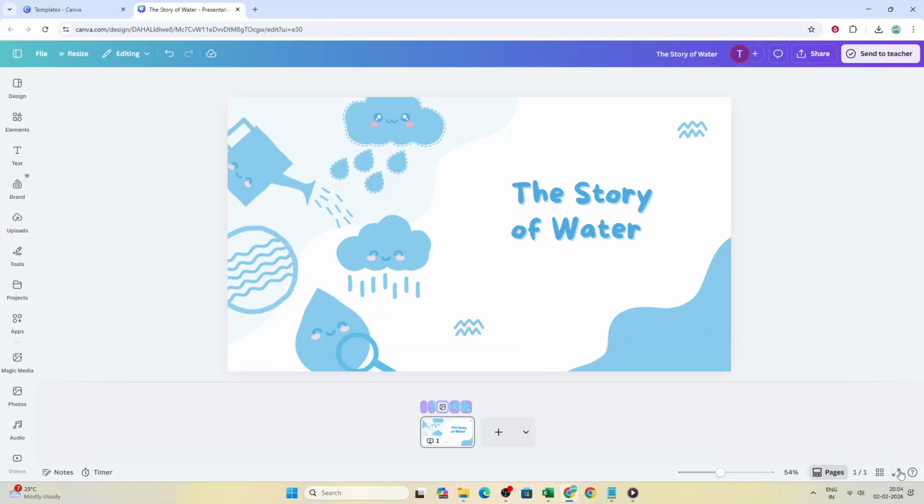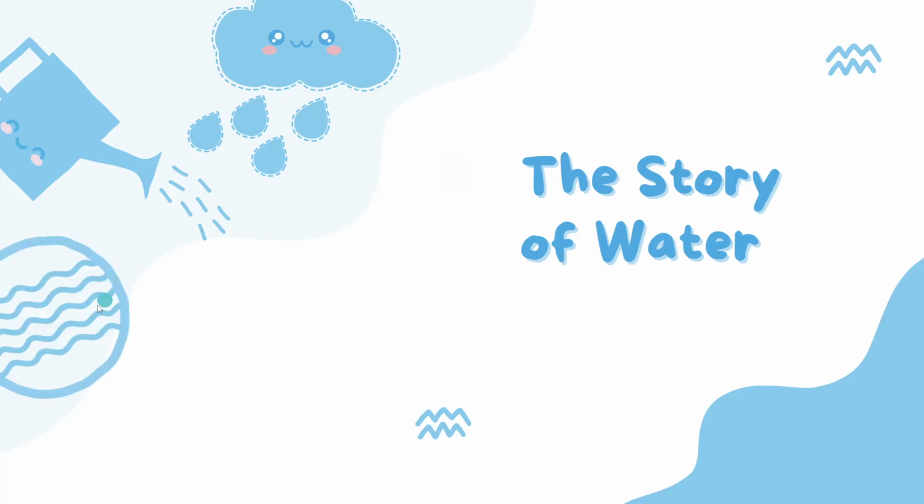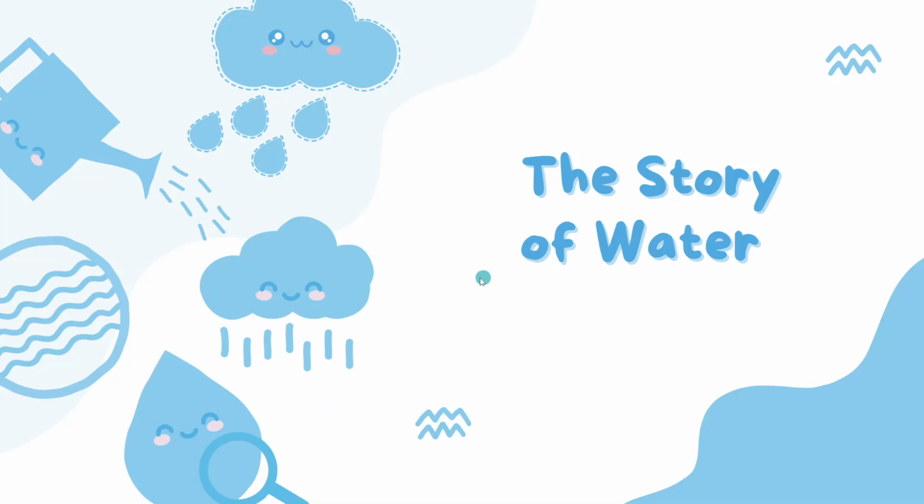When you are ready to check your work, switch to full screen to preview. Now click through to reveal your elements in the order you assigned. Each click should bring in the next item, using the timing and duration you set.